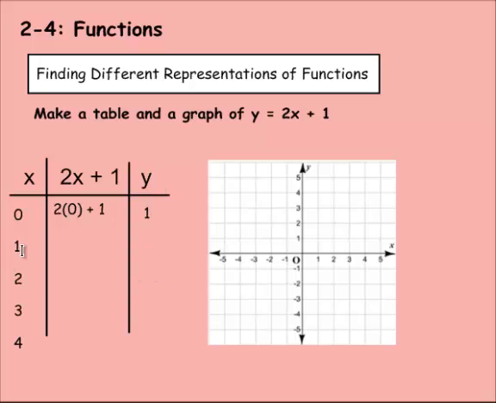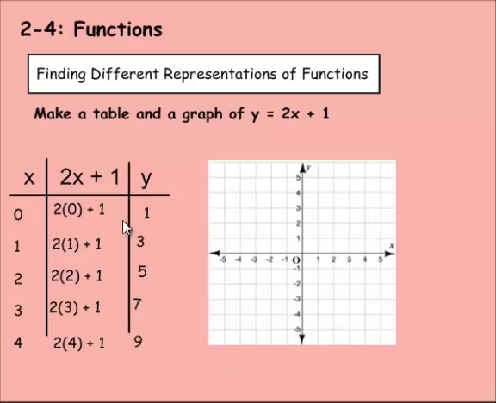Now our input is 1, so we plug that into our function here. 2 times 1 plus 1. So 2 times 1 is 2, plus 1 is 3. Now we have an input of 2, so 2 times 2 plus 1. 2 times 2 is 4, plus 1 is 5. We have 2 times 3 now. We have input of 3 plus 1. 2 times 3 is 6, plus 1 is 7. And then last one, 2 times 4 now for x. And that gives us 8 plus 1 is 9.